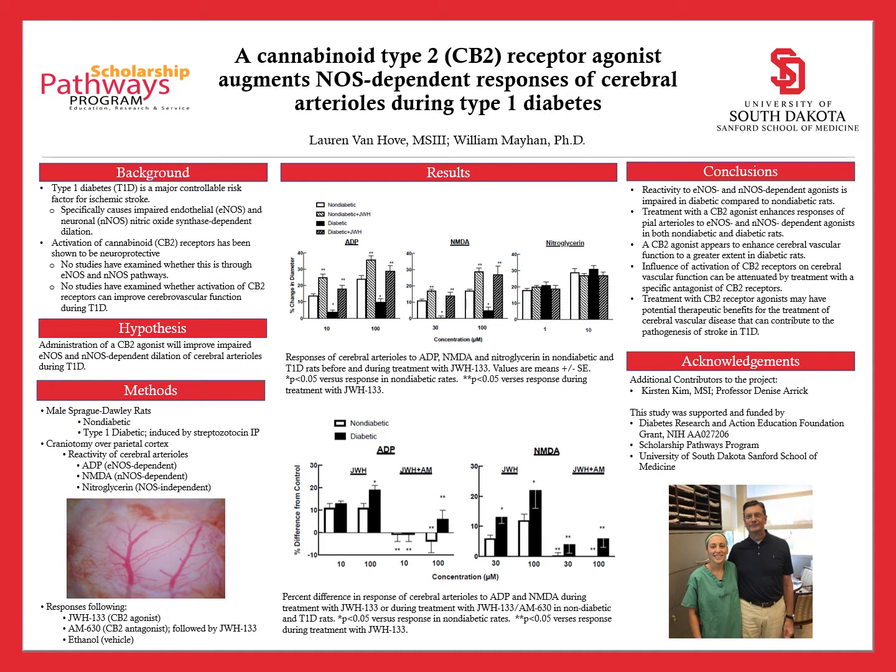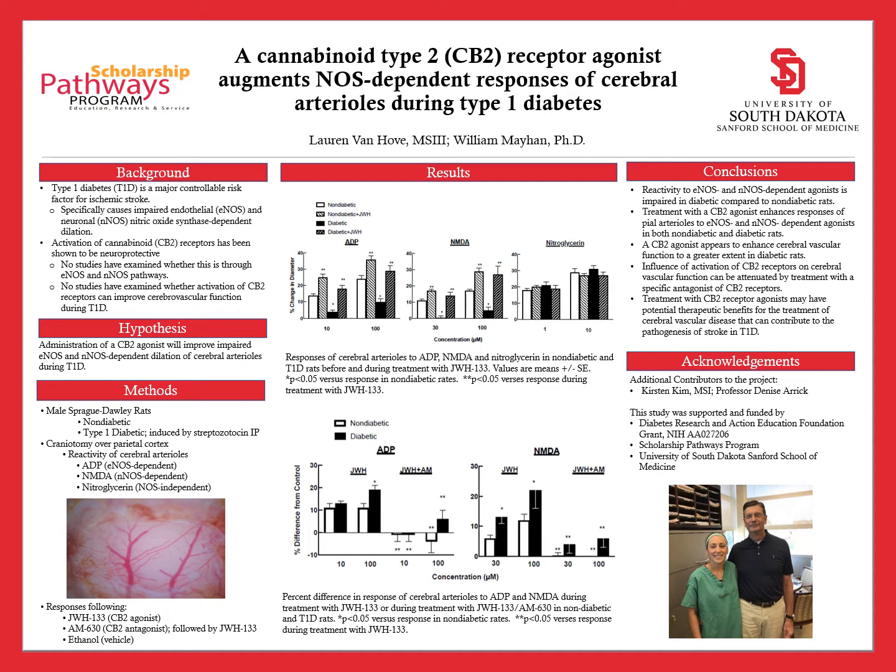In both groups, we performed a craniotomy over the parietal cortex and measured the reactivity of the arterioles to ADP, which is the eNOS-dependent agonist, NMDA, which is the nNOS-dependent agonist, and nitroglycerin, which is the NOS-independent agonist. We then injected the rats with either a CB2 agonist, JWH-133, a CB2 antagonist, AM630, followed by the CB2 agonist JWH, or just the vehicle, which was ethanol. We then again measured the reactivity of the arterioles to ADP, NMDA, and nitroglycerin.